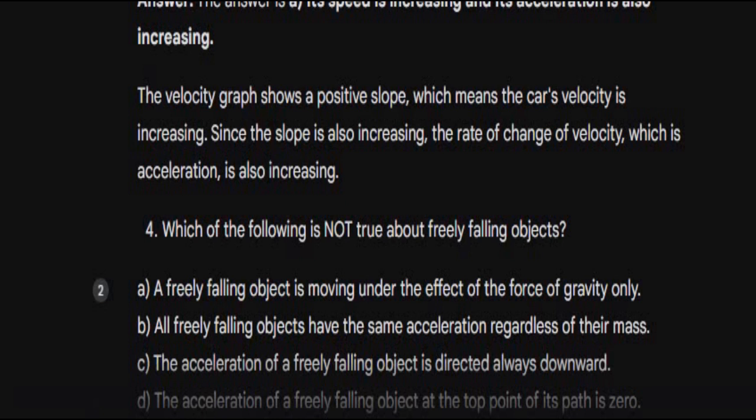The velocity graph shows a positive slope, which means the car's velocity is increasing. Since the slope is also increasing, the rate of change of velocity, which is acceleration, is also increasing.